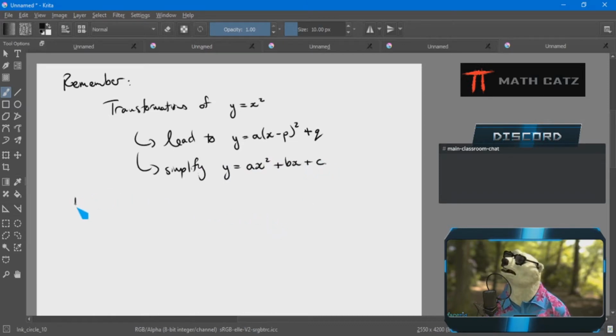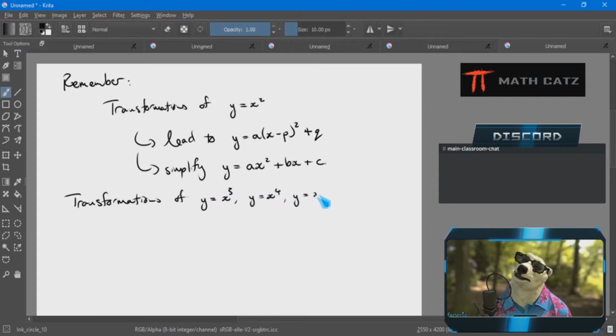Now, if I look at transformations, like the one I showed in the problem, of all these basic functions, x cubed, y equals x to the 4, and there's no limit on the powers of x, now they are going to create, after simplification, a general form, well, of course, the leading term, the highest power of x, depends on which one I started with, sure.